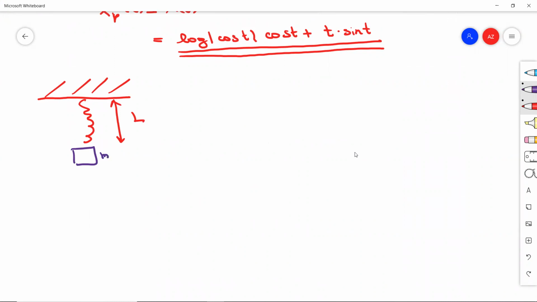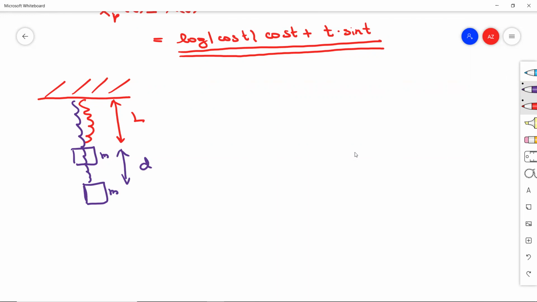some object of mass M to this spring, and of course this spring then stretches a little bit for some D. So at the end we have the spring stretched for D, and this is the mass M. So let's say that this is the equilibrium position.